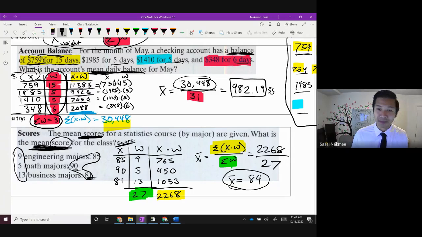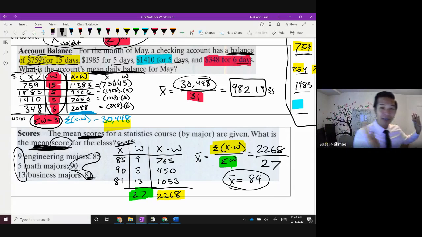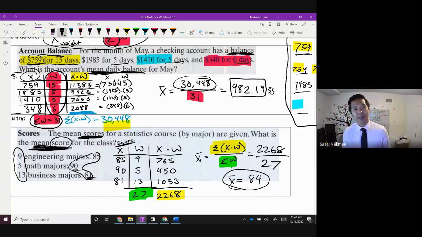That's weighted averages in a nutshell. The hardest part, I'm telling you, is figuring out what your X value is and what your weights are. But once you figure that out, you just multiply them together, sum them up, and divide. And that's it. You're done. You don't have to do anything else. I don't know why, but this trips up every single one of my classes every year, so I try to spend a little bit more time with this. I'm hoping it makes a little bit more sense.